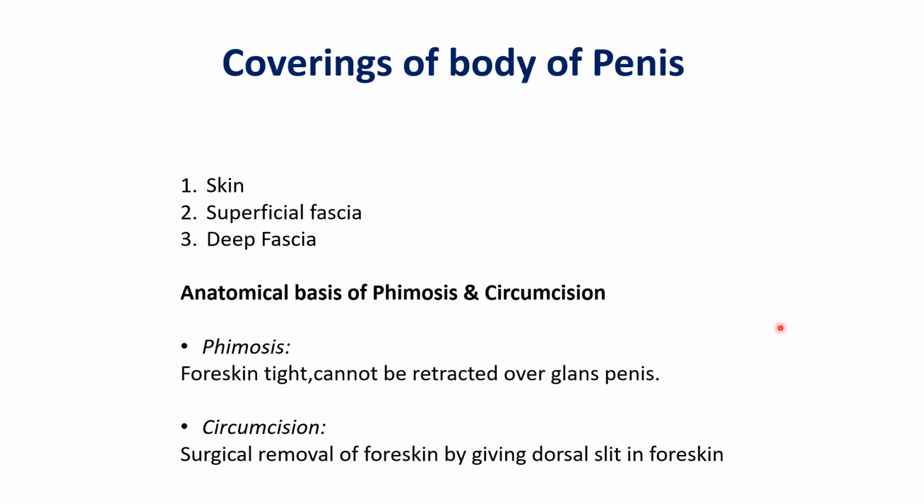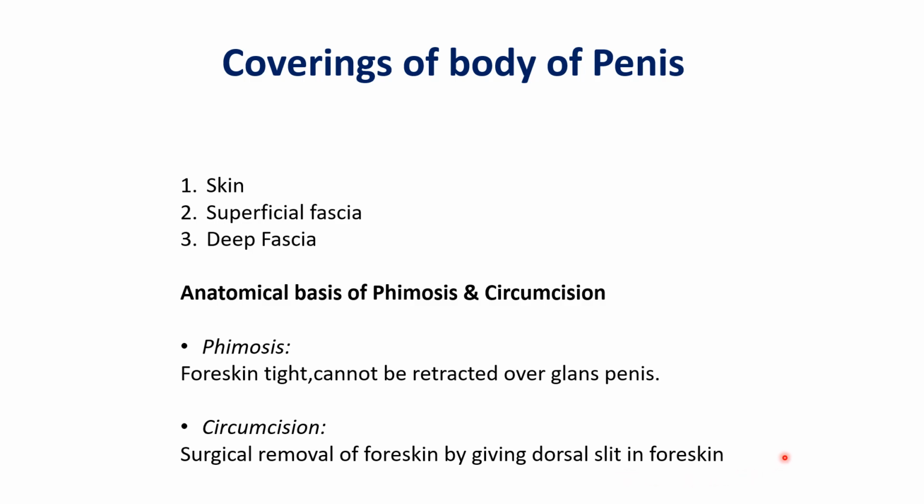So what is phimosis? Normally the foreskin is retractable. So in phimosis, the foreskin is tight and cannot be retracted over the glans penis. It is often a congenital condition associated with a pinhole meatus. So the treatment of this condition is circumcision. And what is circumcision? Circumcision is defined as surgical removal of foreskin by giving a dorsal slit in foreskin.